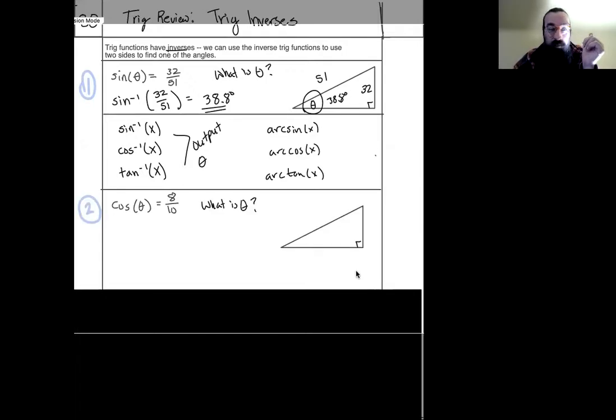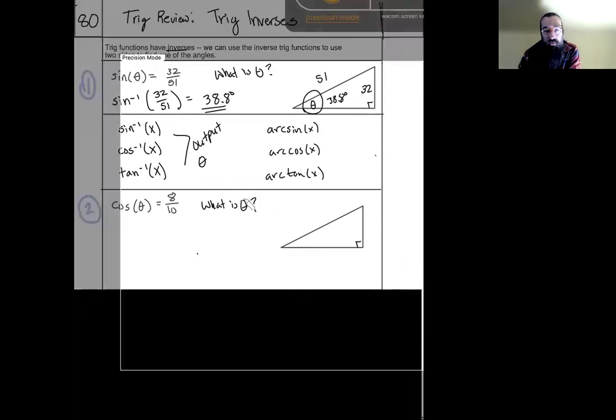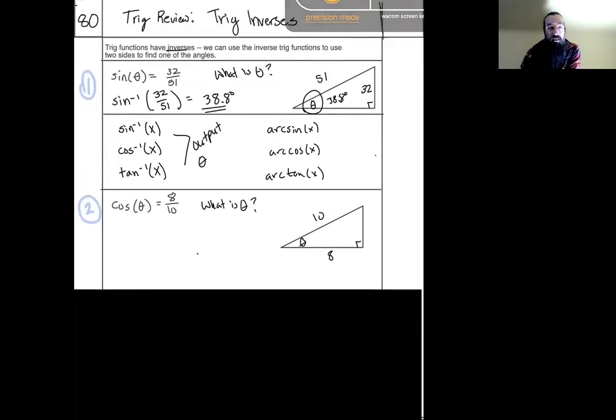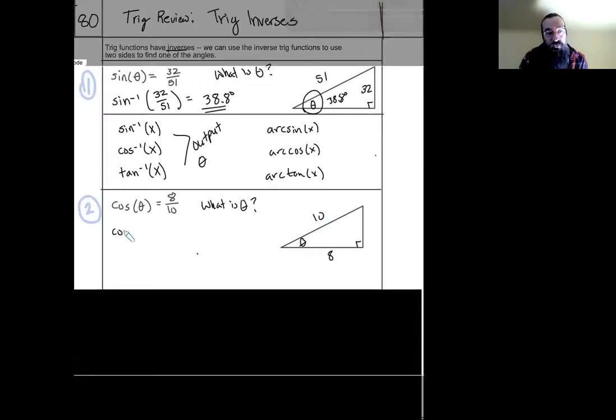Number two, cosine of theta, again, same problem, right? Cosine of theta is 8 over 10. What is theta? You already know what to do. Label just for the heck of it, though you don't exactly have to. Here's theta. Here's the adjacent side. Here's the hypotenuse. How are we going to find theta? We're going to find theta by just using the inverse function. It's that simple. Or, as you know, we could now type arc cosine because those mean the same thing. That's going to give us our angle and we're going to be done.